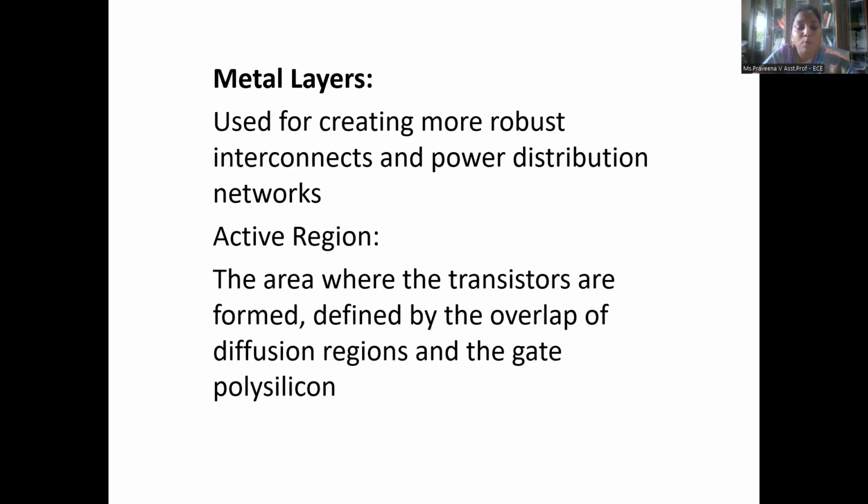Then let us see about the metal layers. The metal layers are used to create reliable interconnection and power distribution networks between the different components of the chip. The active region is the area where the MOS transistors are formed, created by the overlap of the diffusion region and the gate polysilicon.